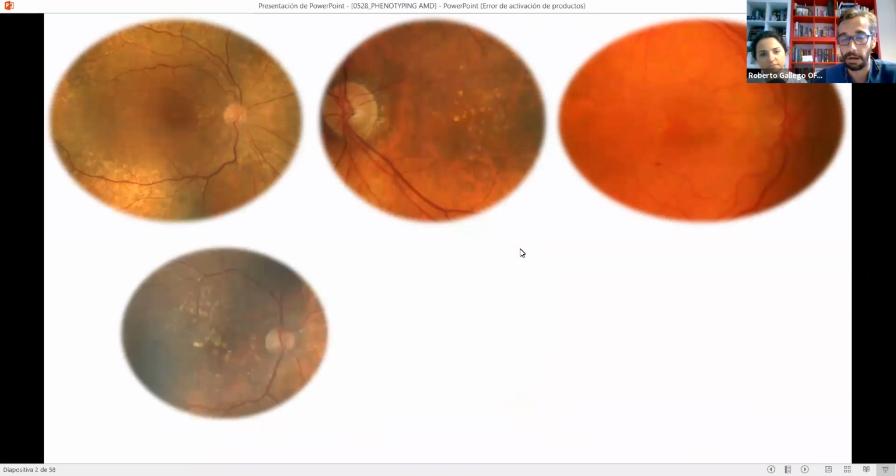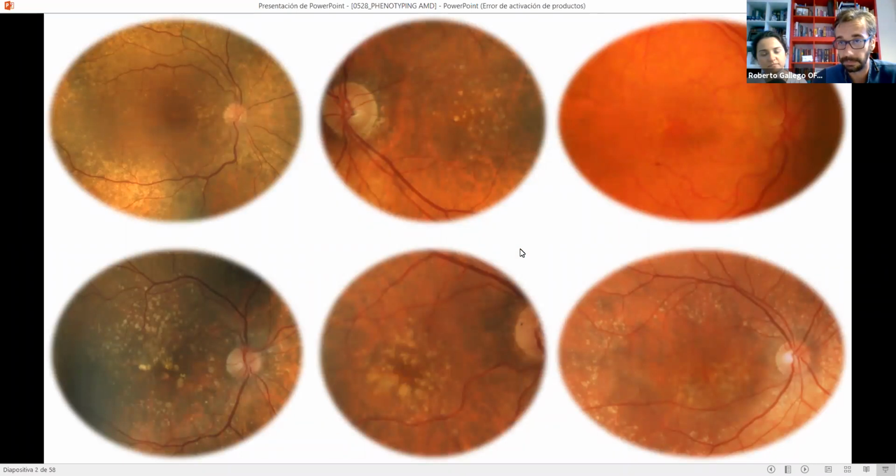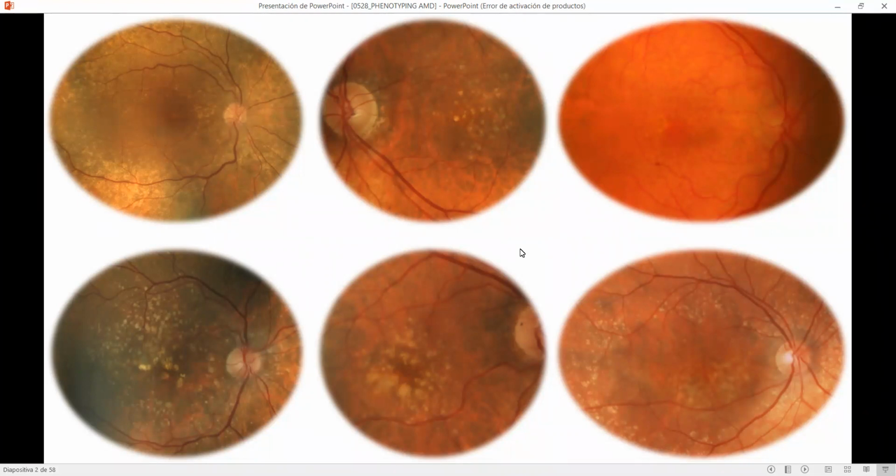So here's the thing. These are color fundus photographs of patients with AMD. And this is the first question that I have. Rosa, how do you classify that? Well, I will say the first patient on the first row on the left, it's hard drusen, more related to aging, not mainly to AMD.